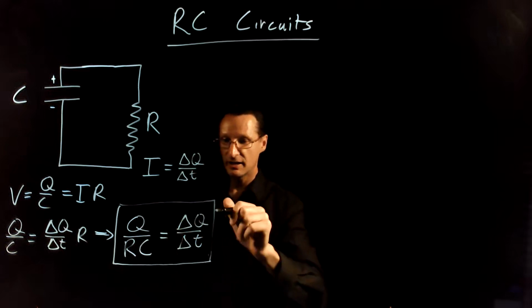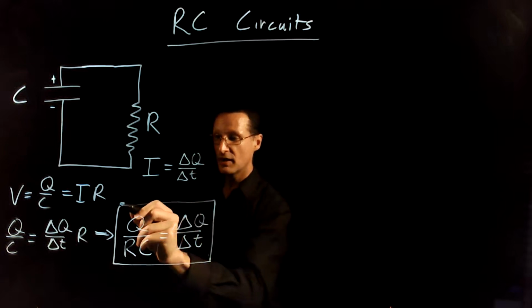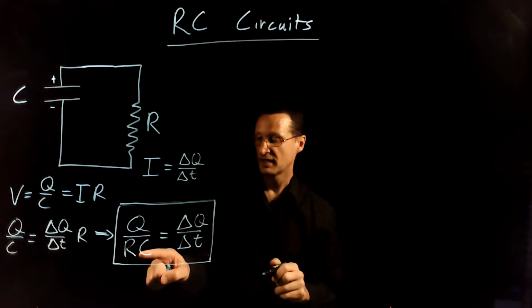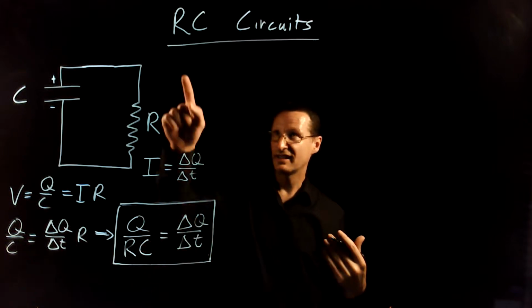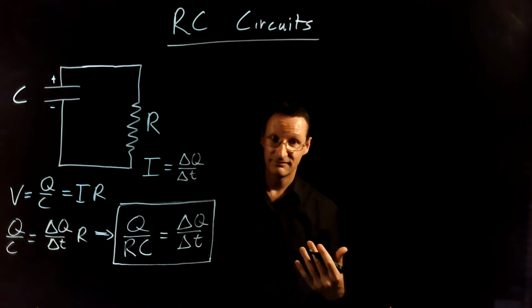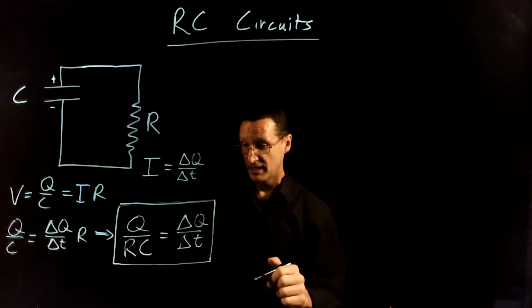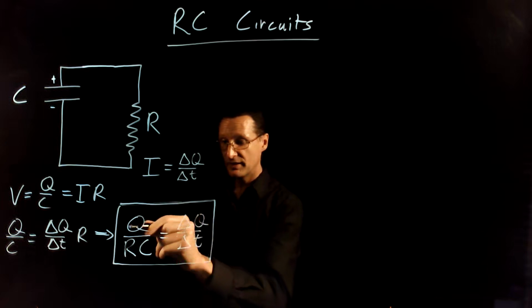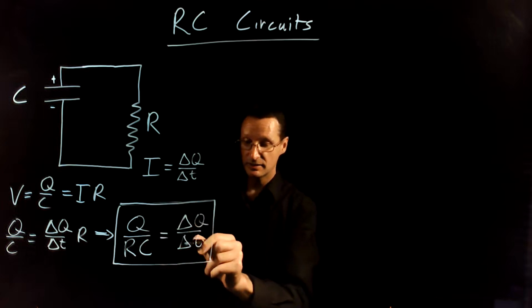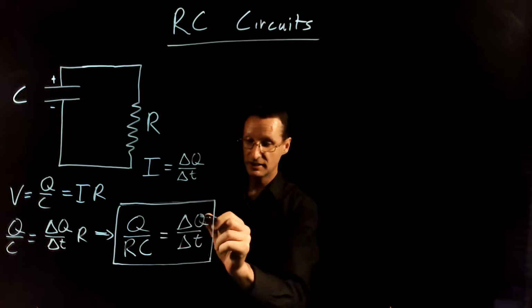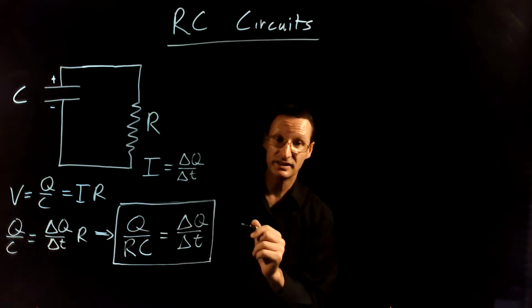So you notice that R and C are together on the bottom here. So this is actually where the RC circuit gets its name. This R times C, it's a product. Notice that RC is on the bottom, and that's going to give you this fraction here, and that's going to give you the rate at which it discharges.